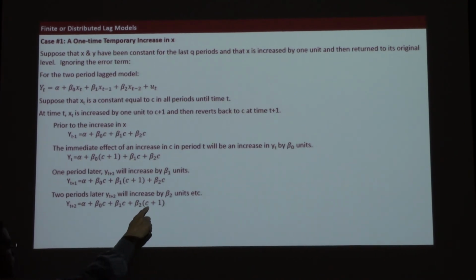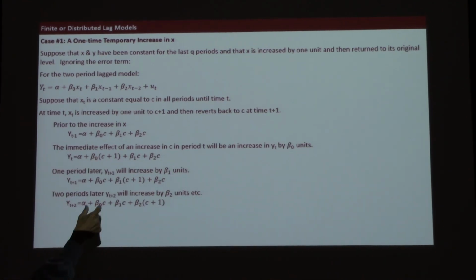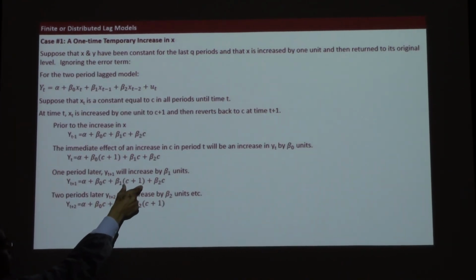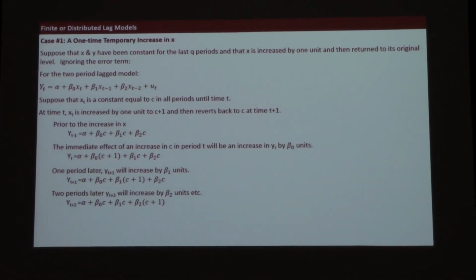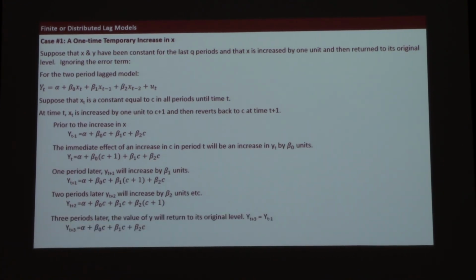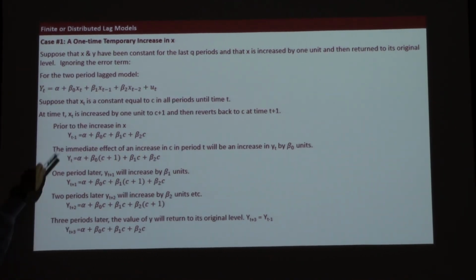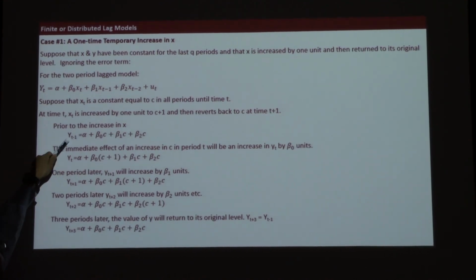So what is this? This is the effect of the increase in advertising from 2 periods ago. Beta 1 here is the effect of advertising from 1 period ago. And beta 0 is the effect of the increase in advertising in that current period. Now this bubble is going to work its way through. Remember, we have a 2-period model, so at T plus 2 plus 1, we're going back to where we started. So this looks just like this prior to the increase. We're back to where we were before.